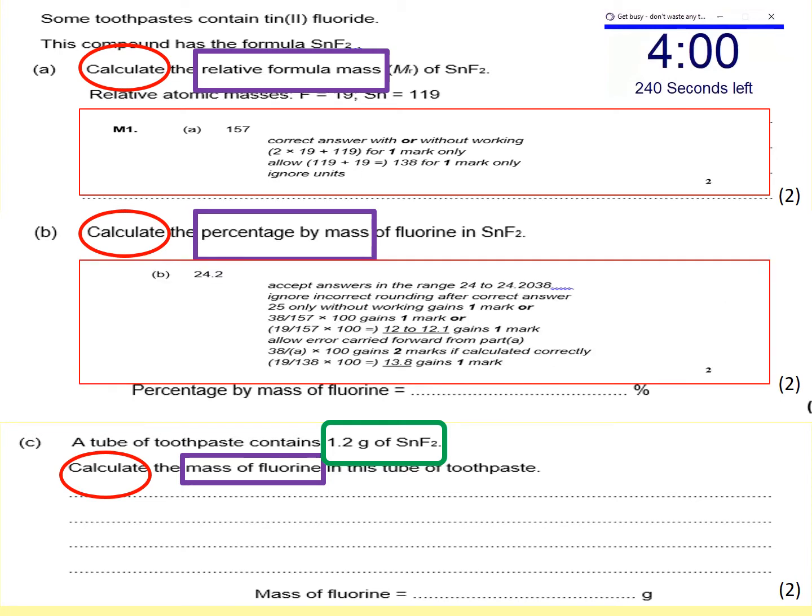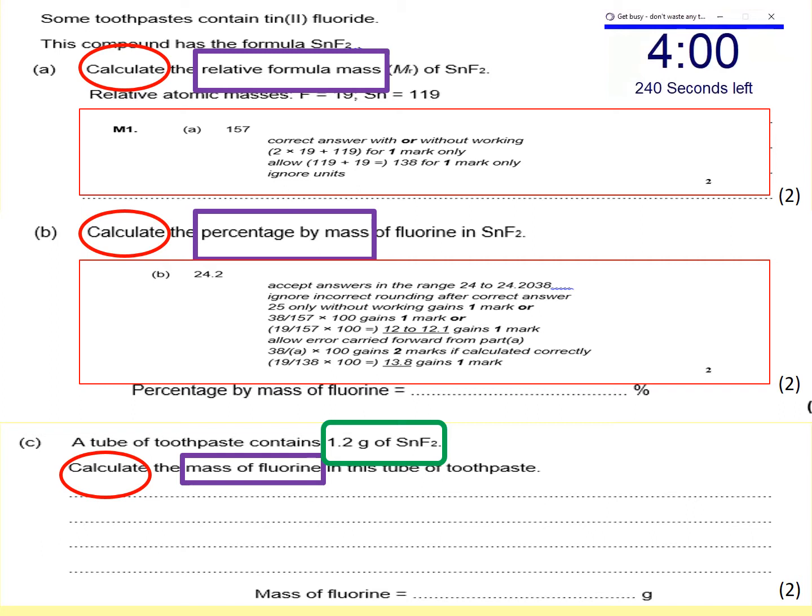So you should have got an answer of 24.2. Again, you should have realised that there were 2 fluorine atoms at 19 each, and then we divide that by the atomic mass that we've just worked out, the 157, and multiply it by 100. Okay, and that should have given us our 2 marks.